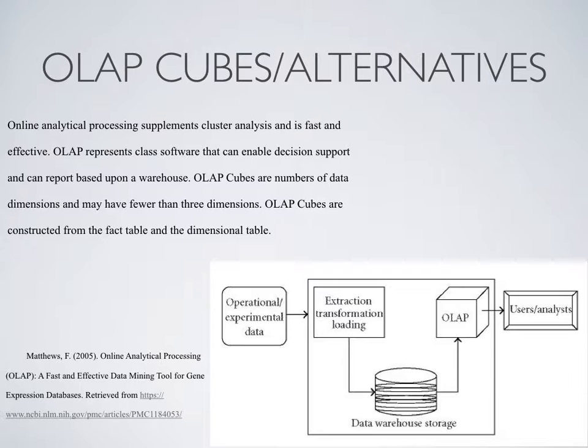So as we can see in our image, the operational experimental data is the first one starting off. That leads to extraction, transformation, loading, which goes down and over to data warehouse storage. Data warehouse storage goes up to OLAP, which is online analytical processing. And then from OLAP, we go to user analysis.